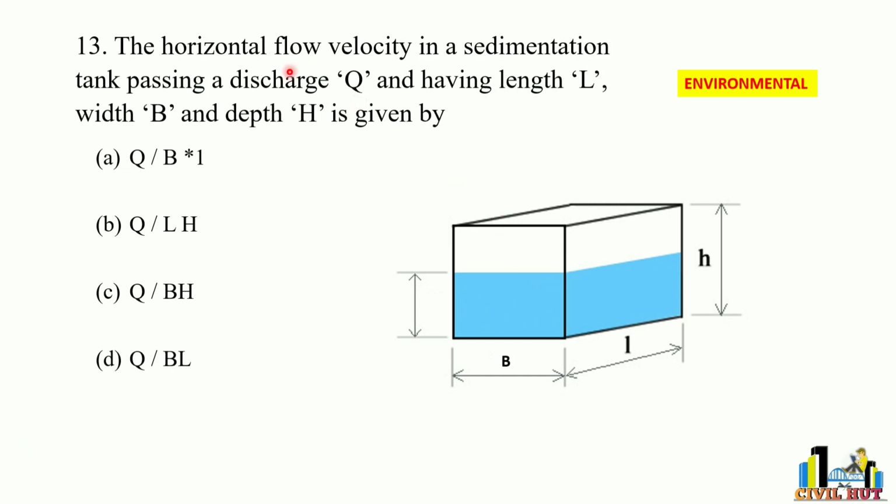If they asked us the settling velocity, we can find out this area. This is the width B and length L. Q by BL is for settling velocity. Here asking the horizontal flow velocity. So our answer is Q by BH. Option B is the correct answer. Q by B into H.